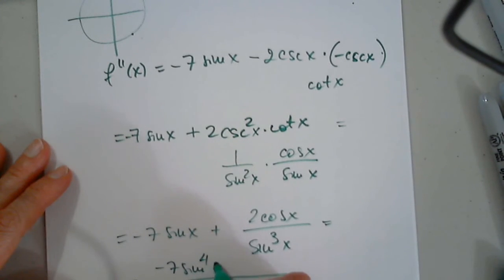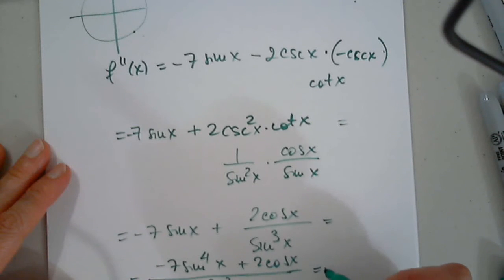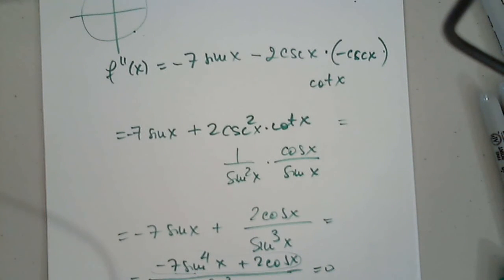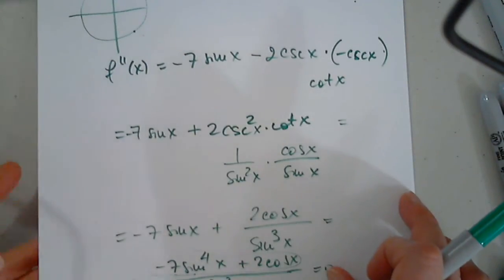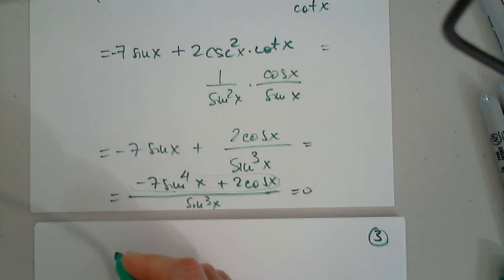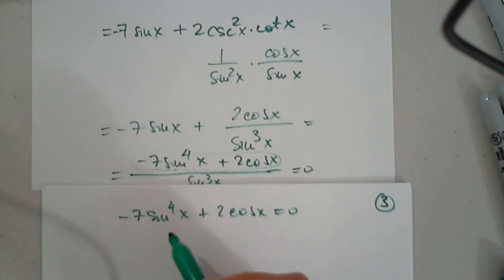So negative 7 sine to the 4th plus 2 cosine x over sine to the 3rd. So now I have to set this equal to 0 and solve this equation. Negative 7 sine to the fourth x plus 2 cosine x equals 0. I have to change this into 1 minus cosine squared, squared.